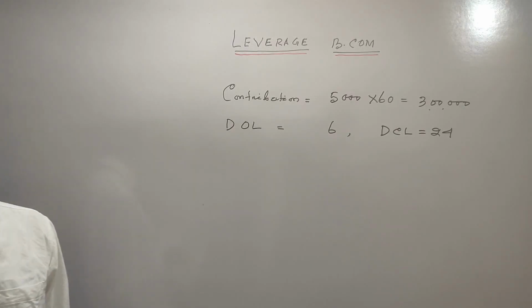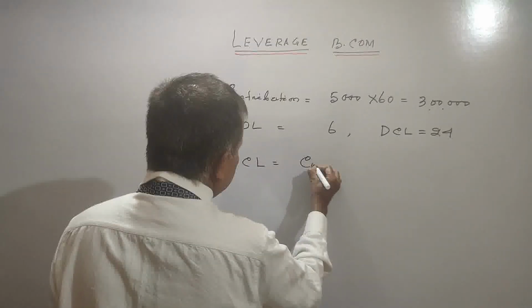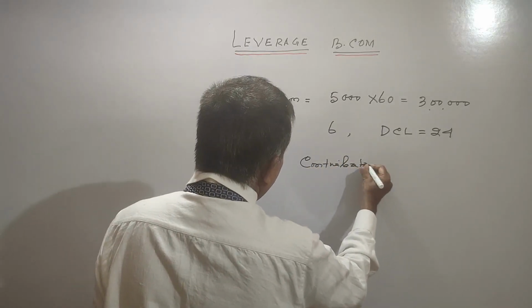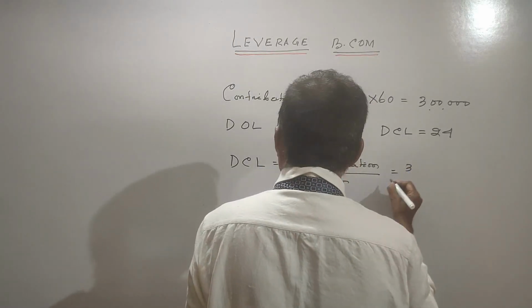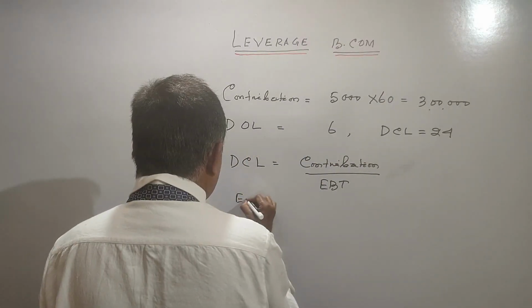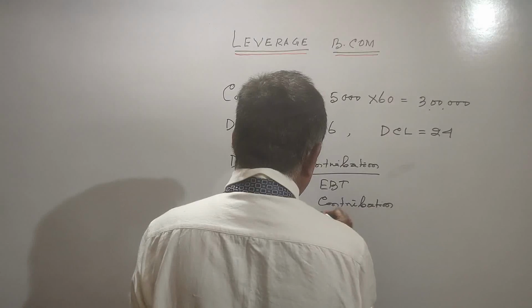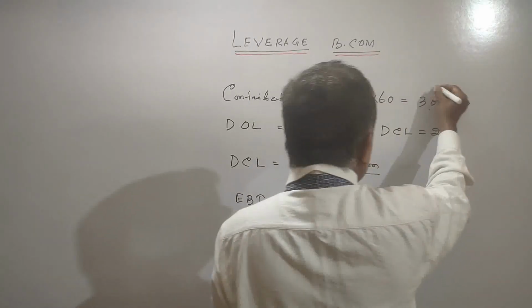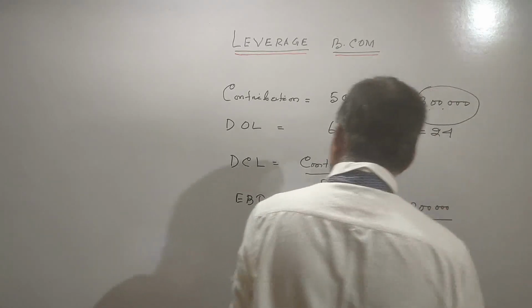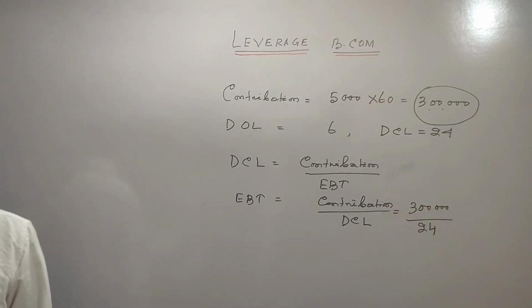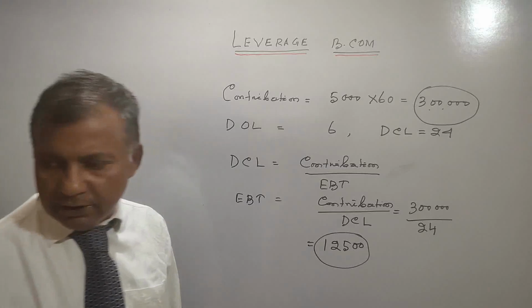So first let us find out your DCL. DCL, all of us know this is contribution by EBT. Contribution is equal to 3 lakhs. So we can find out the EBT equal to contribution by DCL. Contribution is 3 lakh and DCL is 24. So EBT is equal to 12,500. This is our EBT.